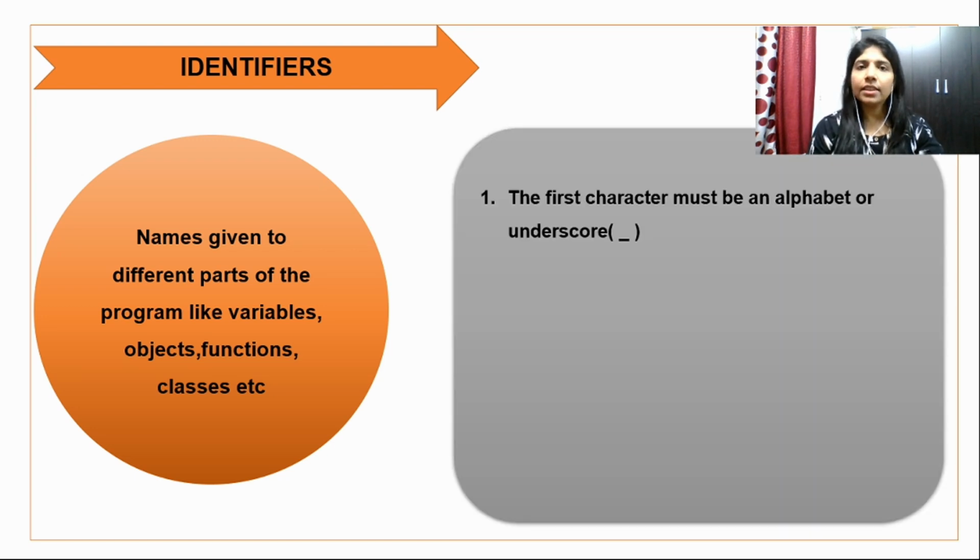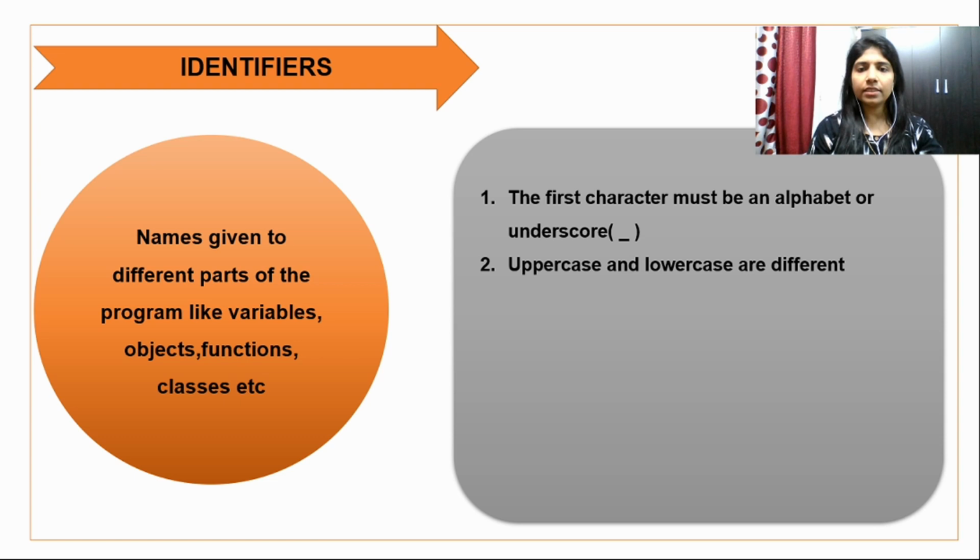First rule is the first character must be an alphabet or underscore. So when I wrote a equal to 5, a equal to 5, I cannot write 5a or 10a or 4 star a or at the rate a. The first character must be an alphabet or underscore.